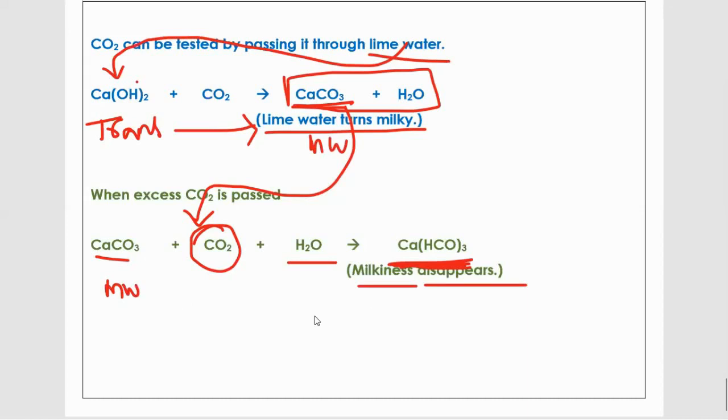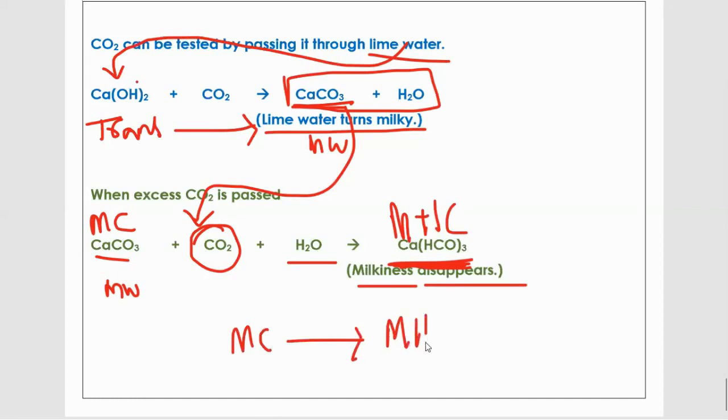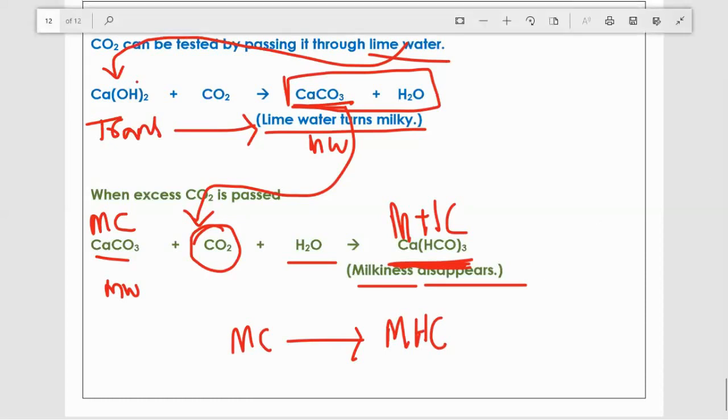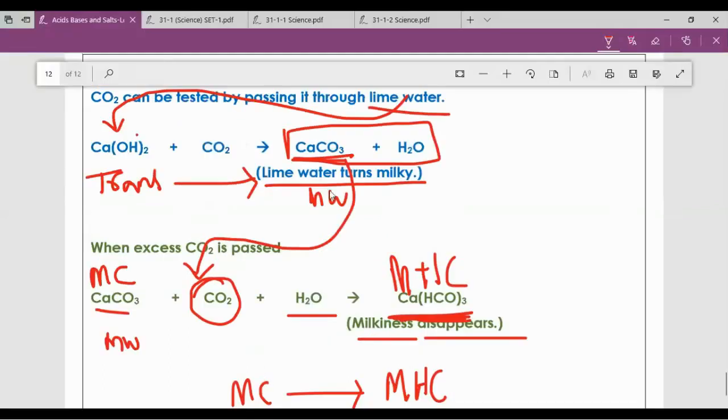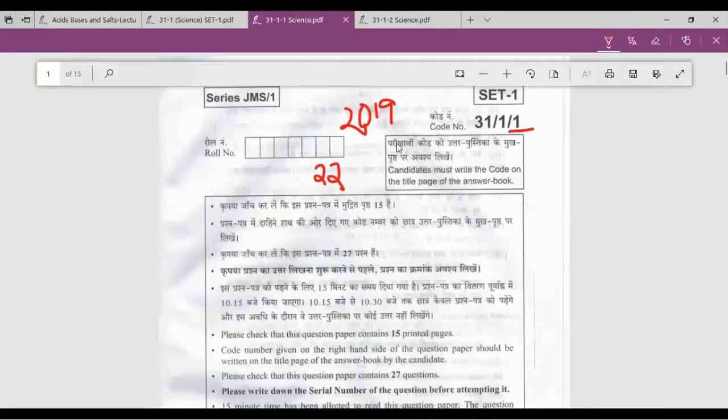Again, another thing you can observe. This is calcium carbonate, metal carbonate. This is calcium hydrogen carbonate, metal hydrogen carbonate. By this, another thing we can infer: metal carbonate converts into metal hydrogen carbonate. Clear? Now, let us see one question.